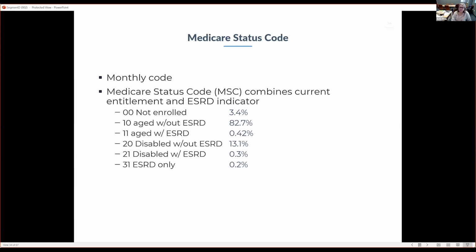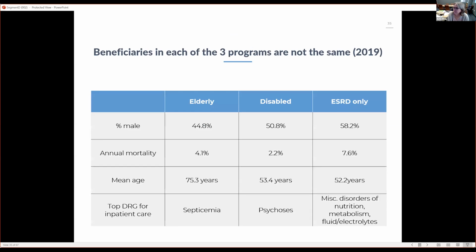So that becomes a really important variable if you want to get down to person-months at risk, if you will, to find out how long somebody was in the program. So again, using the aged Medicare status code 10 and 11 works really well. But in fact, the biggest reason that we tend to use this field is actually for the 00, the not enrolled, and to know that on a monthly basis.